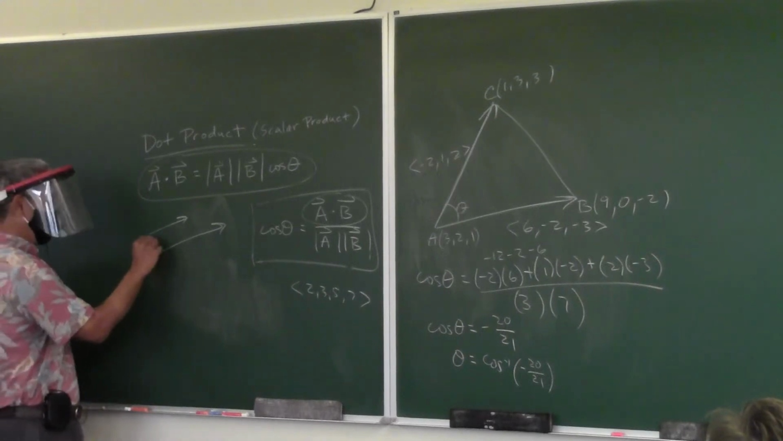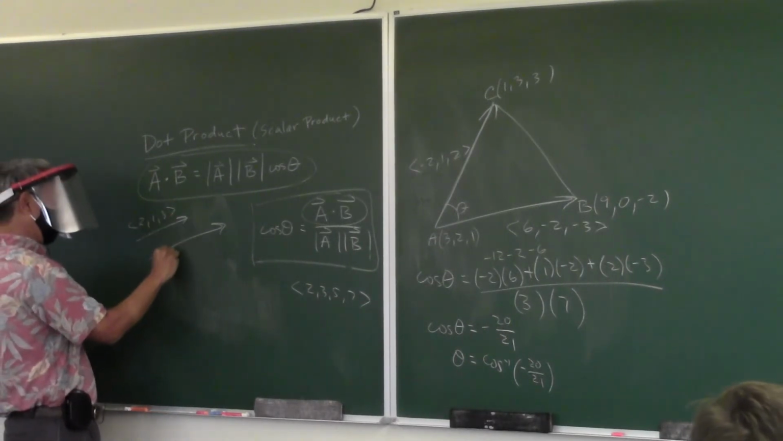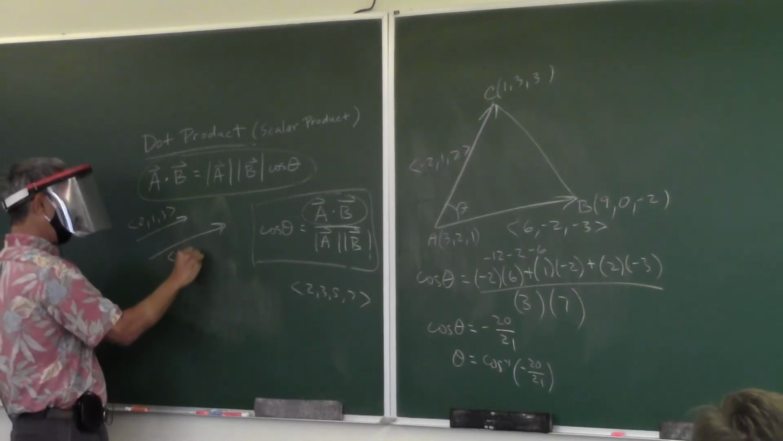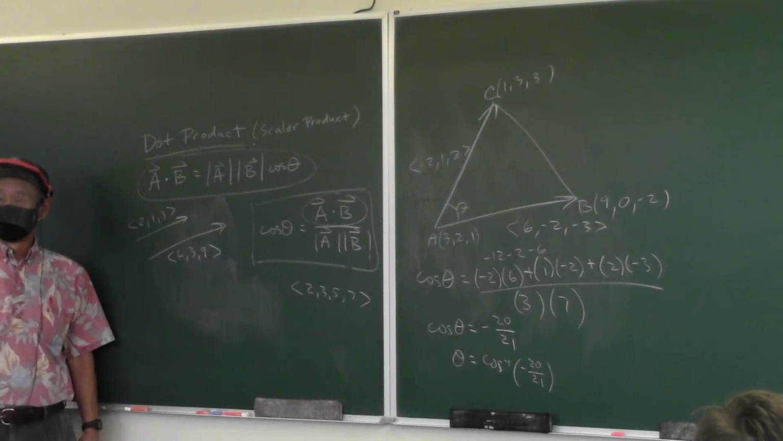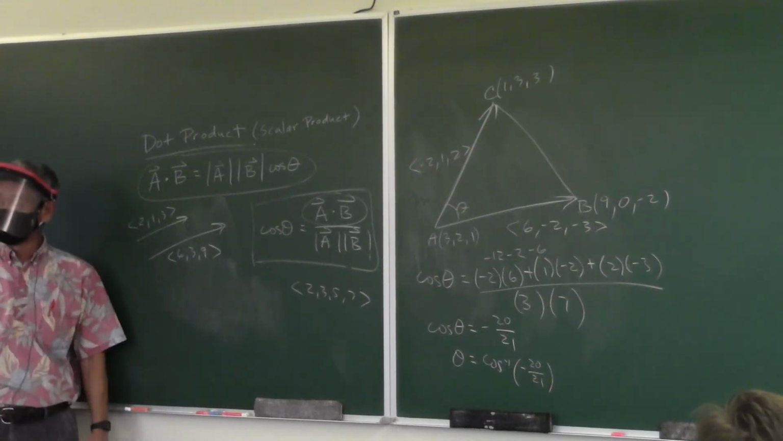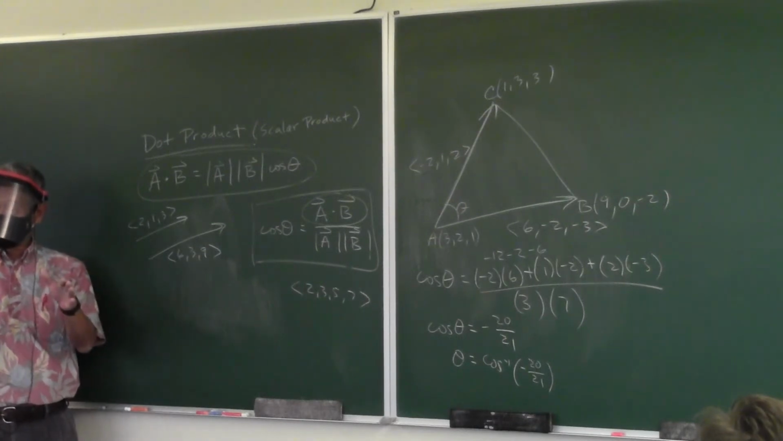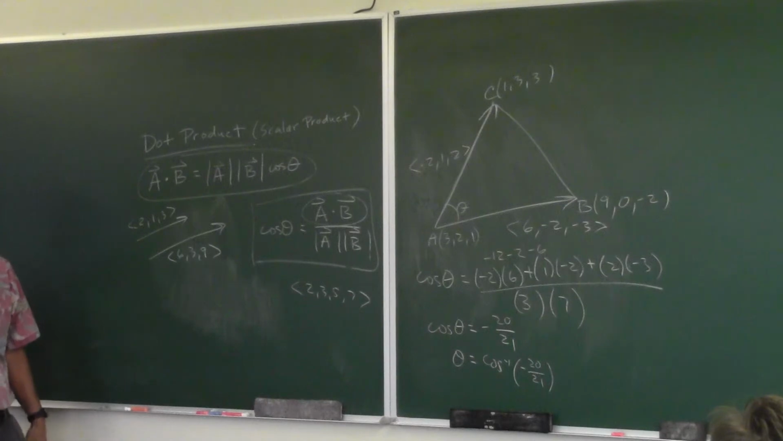So for example, if this vector is 2, 1, 3, and this vector is 6, 3, 9, how do I know they're parallel? Because this is a multiple of that, right? You just multiply each component by 3. If one vector is a multiple of another vector, then they're parallel, because they're pointing in the same direction.